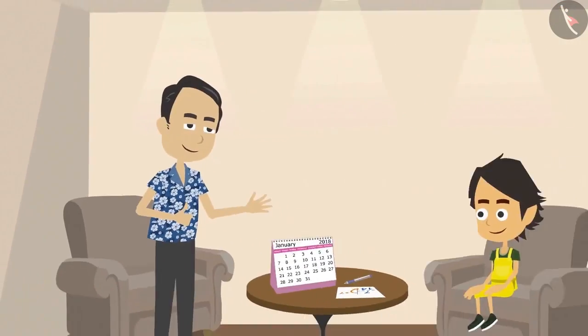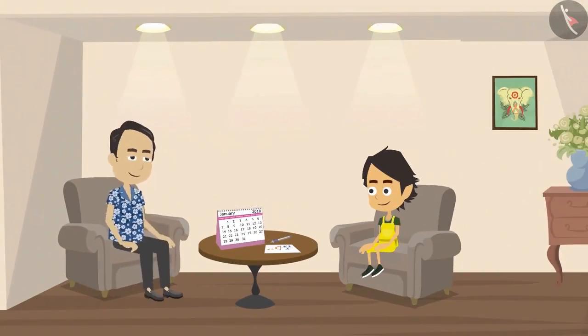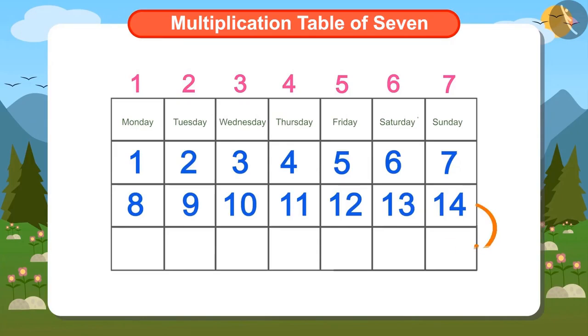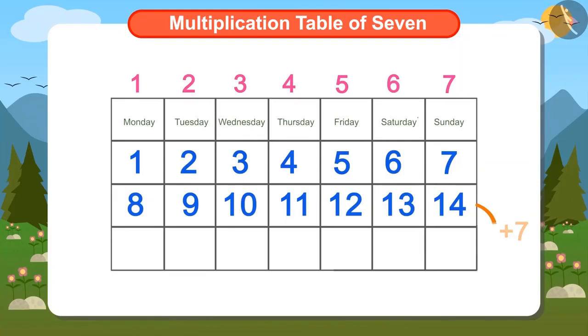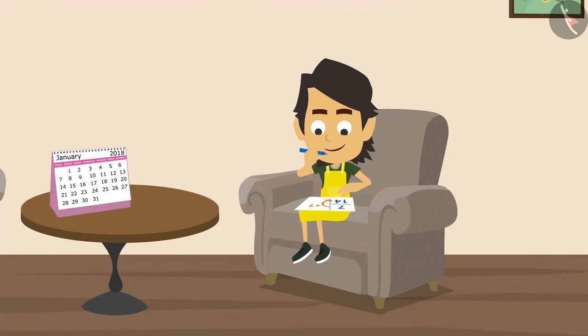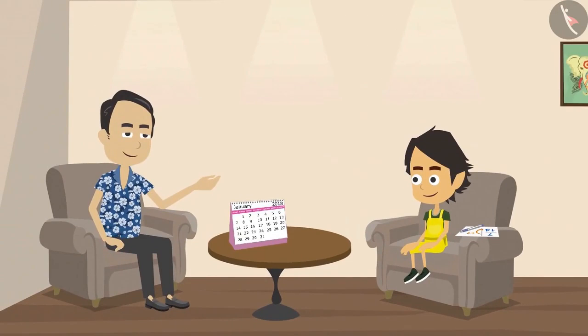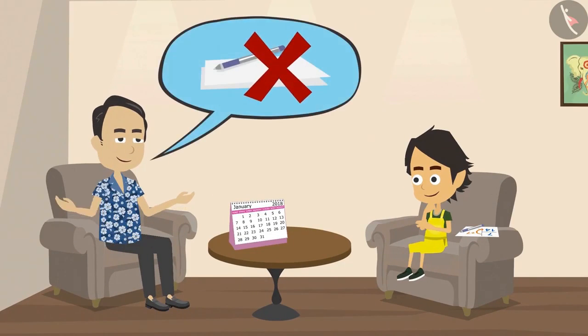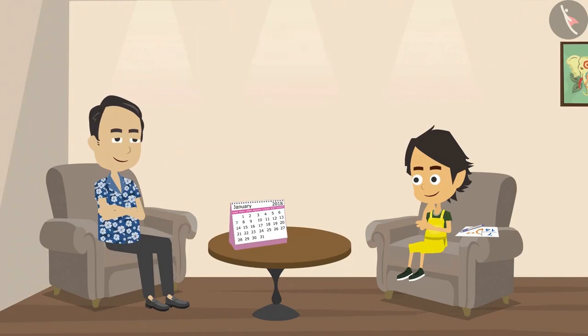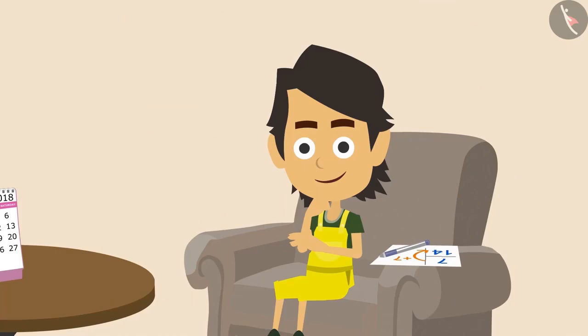Papa complimented Ayushman and further asked what date would it be on the following Sunday after 14th. Ayushman has understood how to find the answer. He has to add 7 to 14. For this, he again picks up paper and pen. But Papa stops him. He wants Ayushman to answer this question without paper and pen. Can you help Ayushman?